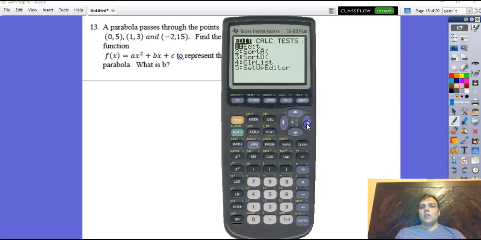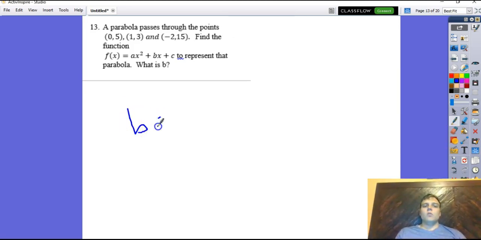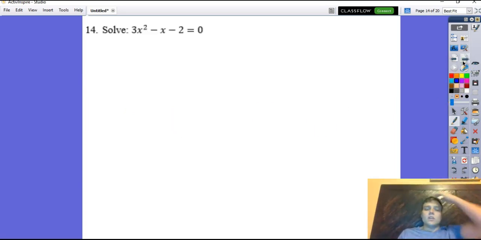Go back to Stat. Go over to Calc, go down to 5, press enter again, and it just wants to know what B is. B is negative 3. So B is equal to negative 3. And there we go.